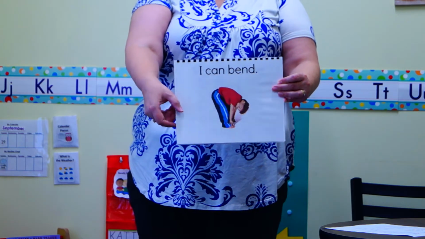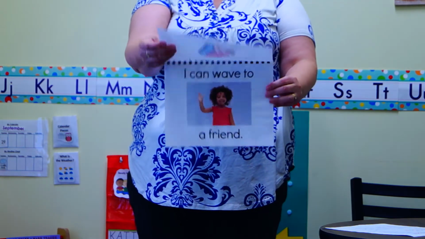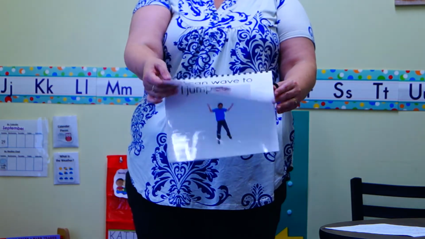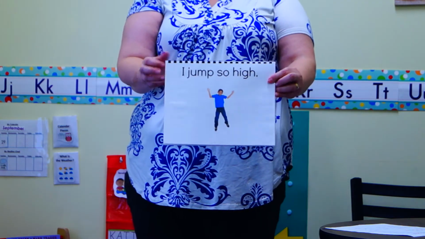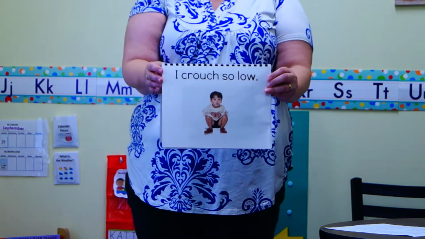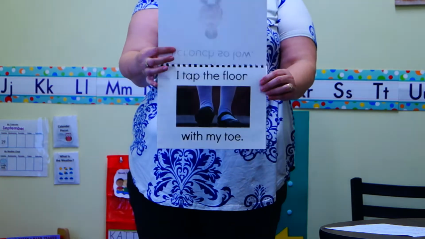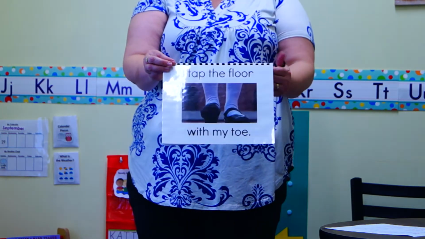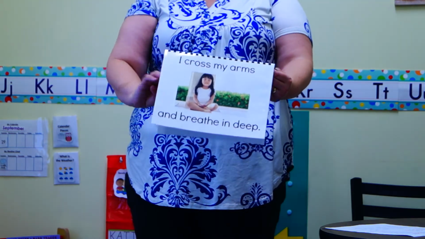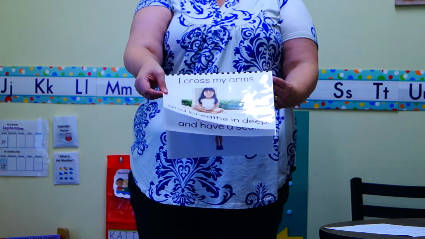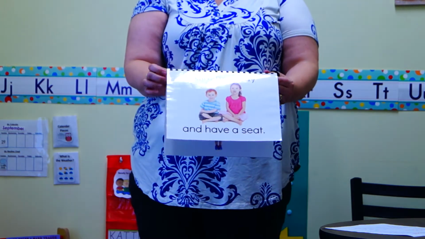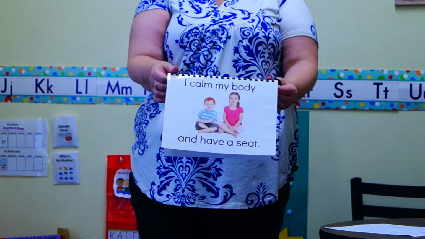I can stretch. I can bend. I can wave to a friend. I can jump so high. I can crouch so low. I can tap the floor with my toe. I cross my arms. I breathe in deep. I calm my body and have a seat.